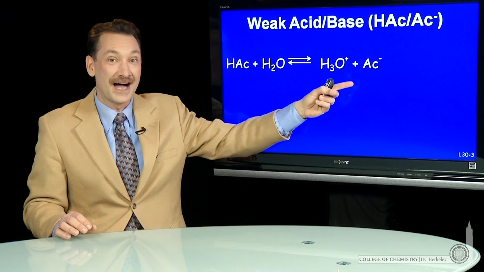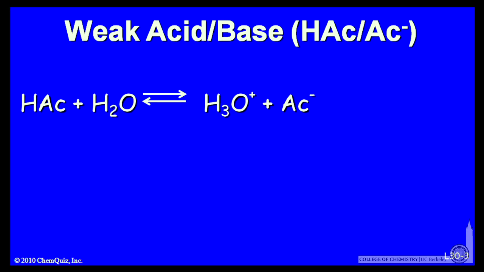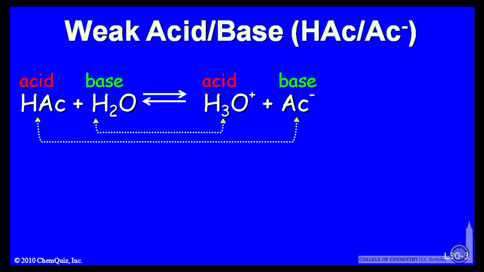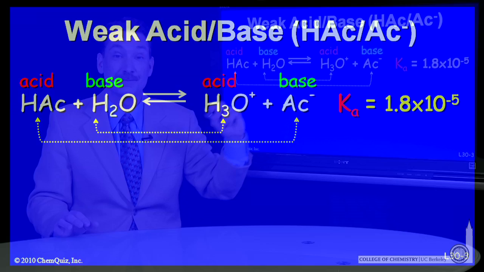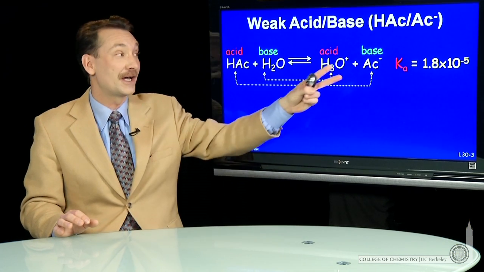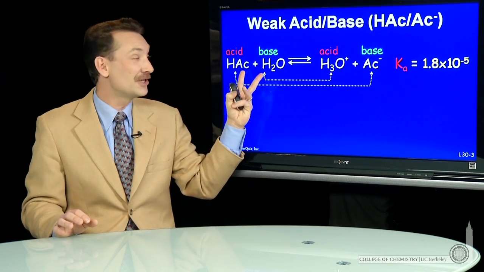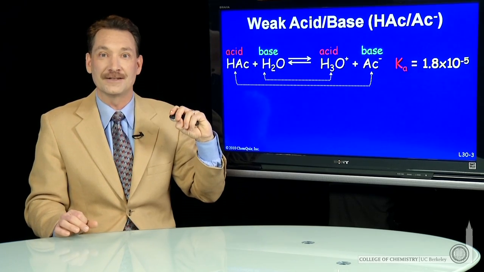So the acetate ion is formed by HAC, acetic acid, reacting with water to form H3O plus and AC minus. In this case, water acts as the base. It accepts the proton from HAC, forms H3O plus. We can write an equilibrium constant for this reaction, Ka, 1.8 times 10 to the minus 5. Now, that's much less than 1. And you know a K less than 1 means this reaction at equilibrium favors the reactants.